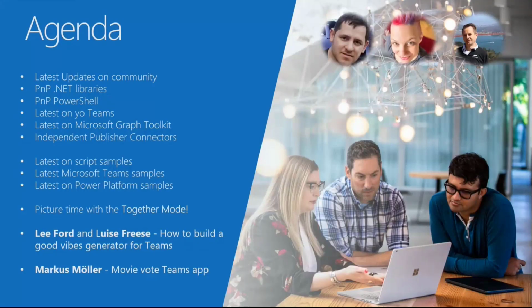Today we're going to do a typical round of updates and slides related to the community, some of the recurrent slides, because we want to make sure that the new community members are also up to date on all of the assets and resources. Then we'll go through the typical set of projects: what's happening in the PnP .NET libraries, PnP PowerShell, Yo Teams, Microsoft Graph Toolkit, and independent Pub/Sub connectors. We'll also soon start the Microsoft Teams Toolkit update in this call, because we should have started this already, but we missed it. So we are covering all of the cool open source stuff, either from Microsoft or driven by the community.